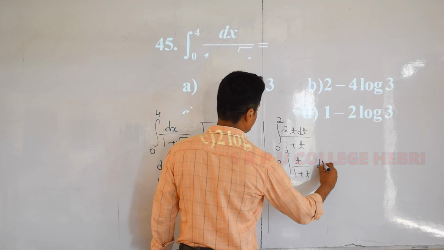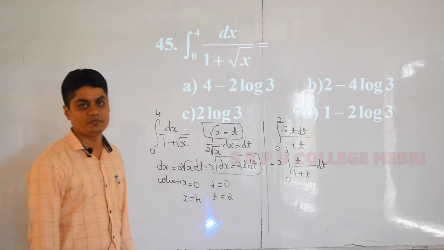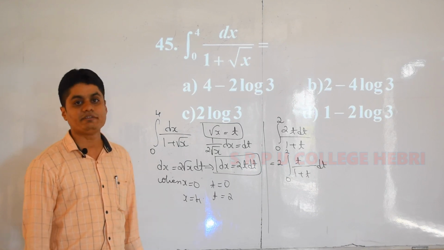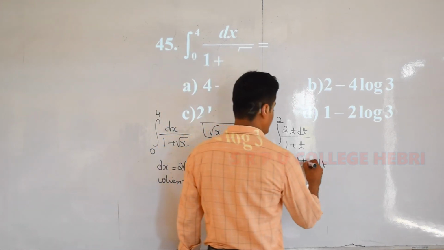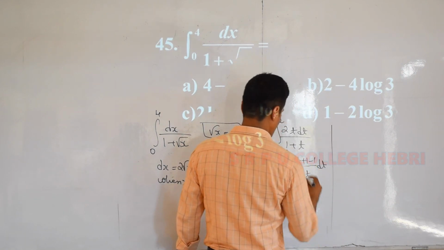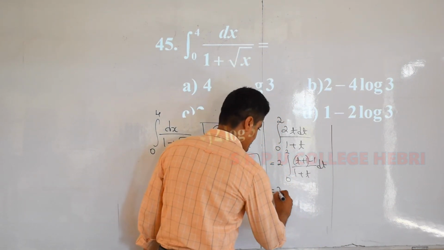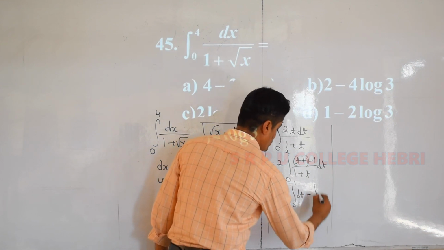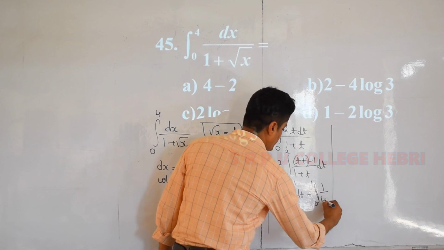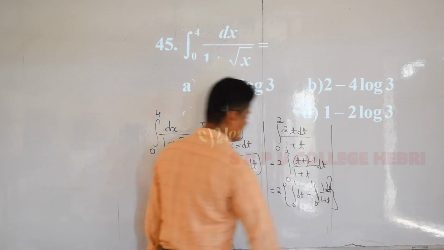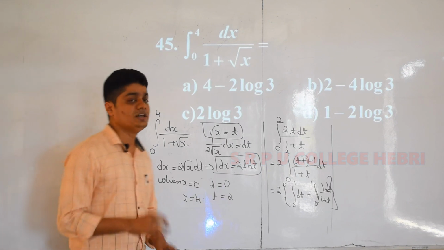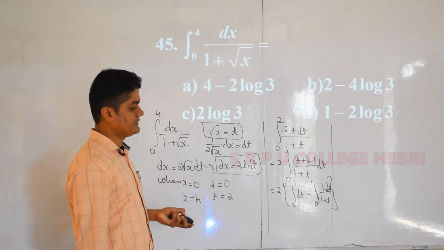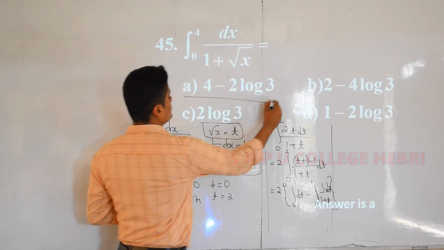How do we solve this integration? We solved one problem where we used one trick, and that trick can be used again. How to integrate t by 1 plus t? Remember? Add 1 and subtract 1. So when you add 1 and subtract 1, this will be 2 times the integral from 0 to 2 of dt minus the integral from 0 to 2 of 1 by 1 plus t. I hope you know how to integrate both of these. Very simple integration. The remaining work is for you. You have to complete this integration. When you complete it, you will get this answer.